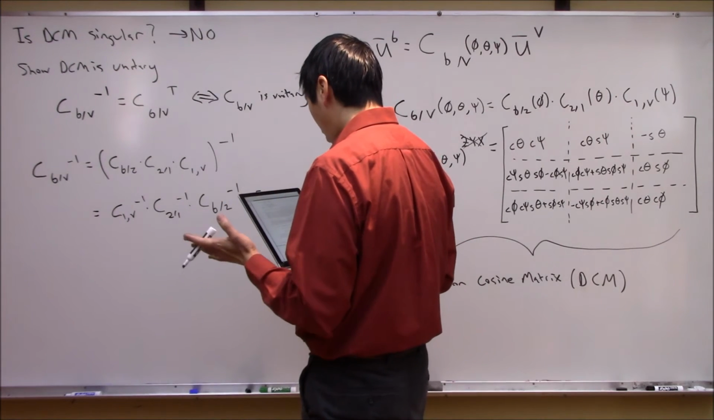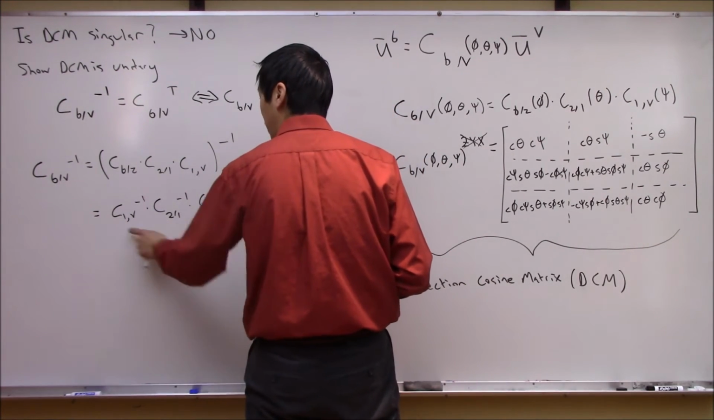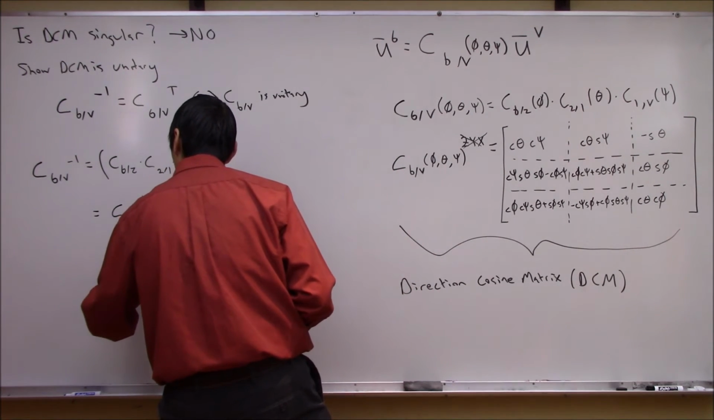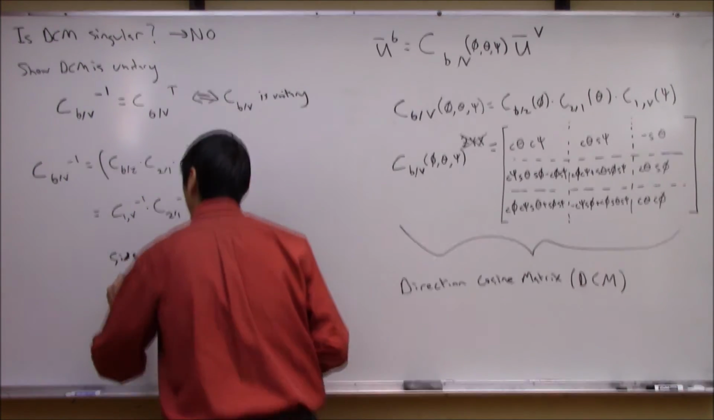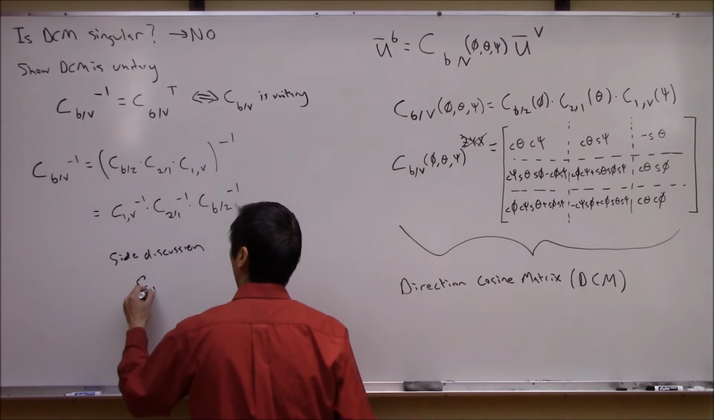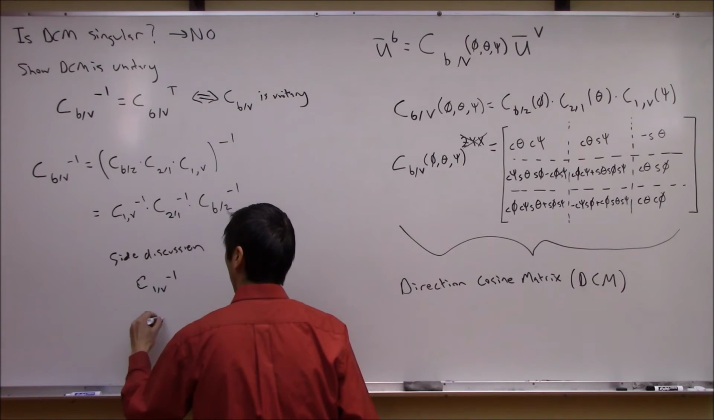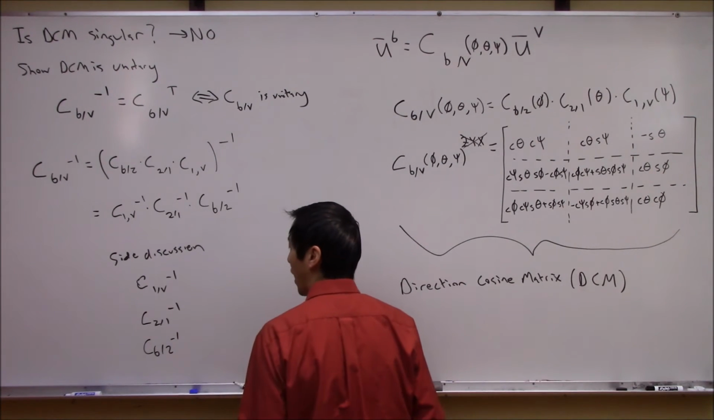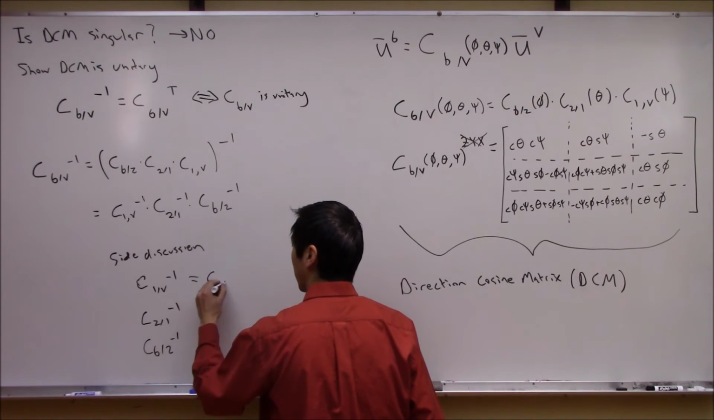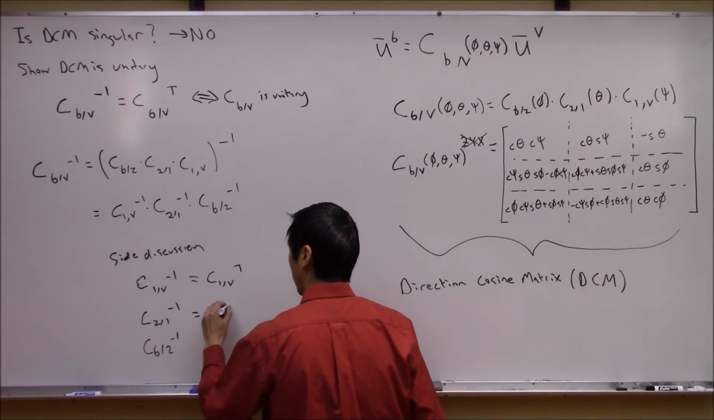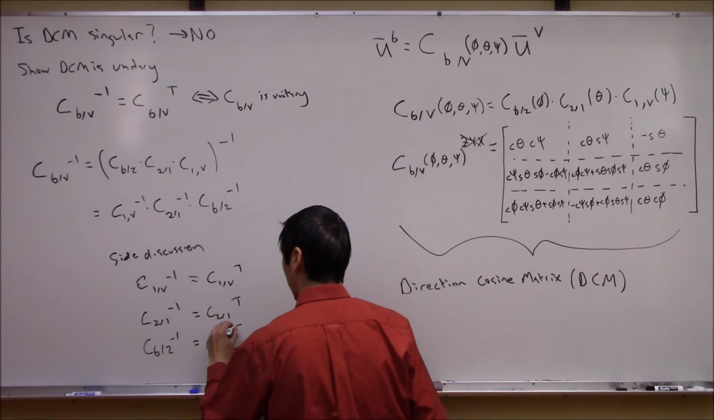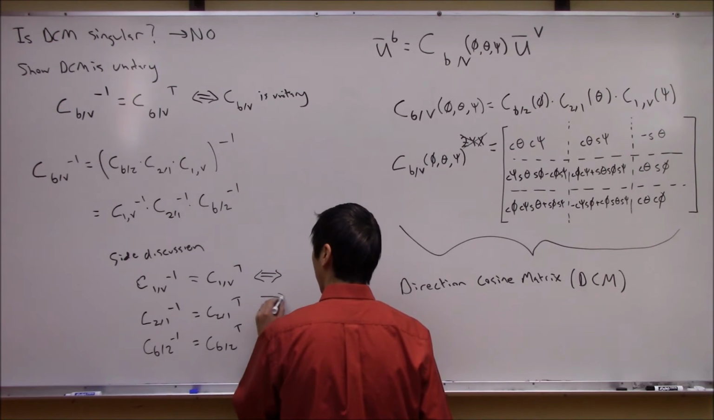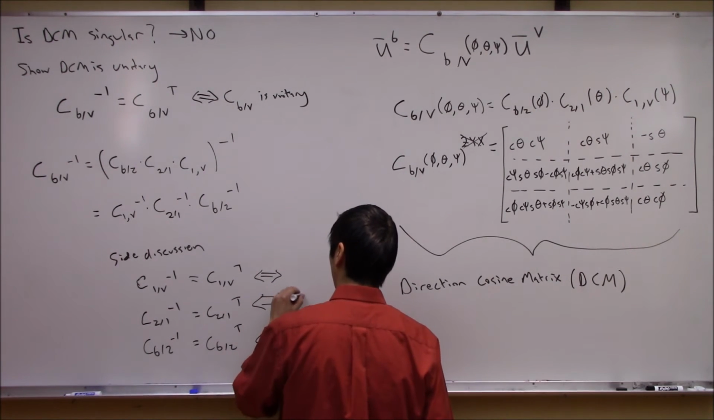Okay? So now the question is, what are all of these inverses here by themselves? So what we need to do is we need to have a quick side discussion on what is C1V inverse, C21 inverse, and CB2 inverse. Now, we can actually show that all of these are going to be unitary. C21, CB2, transpose. So these guys as inverses are their transpose. So that happens because all of these guys are basically unitary.